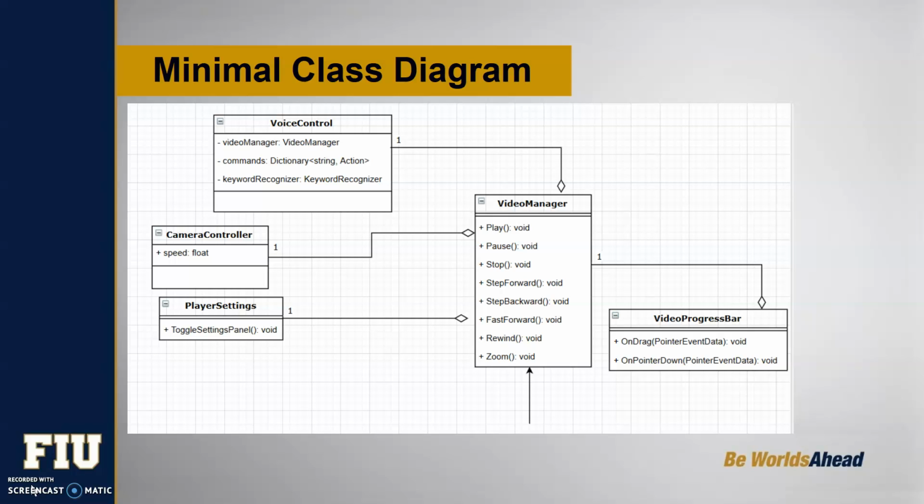Here's our minimal class design. Basically, it's the video manager. It goes into the voice control. Once you're in the video manager, you can access any of these one or more times. The video progress bar happens once per video, so that's why you see it once this way. Player settings can be accessed one or more times. Camera controller will be accessed one or more times.